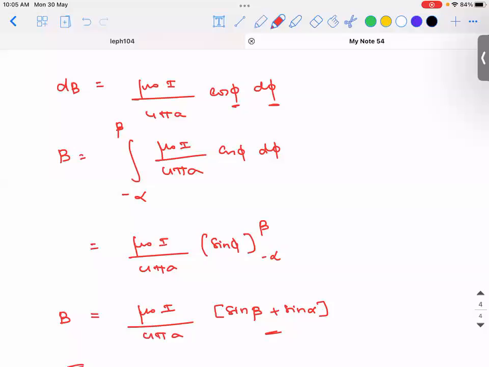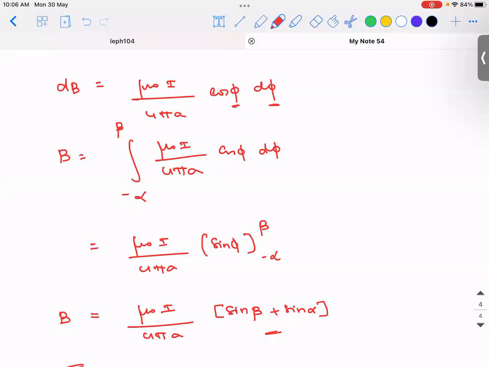Because it's a generic formula, right? I'm saying phi is a variable. I'm asking what is the least value phi can take? It is minus alpha. And the maximum value phi can take in the upward direction is beta. When the line is moving, what is the maximum angle it can take in the downward direction? Minus alpha. And in the upward direction? It is beta. So don't worry about it.